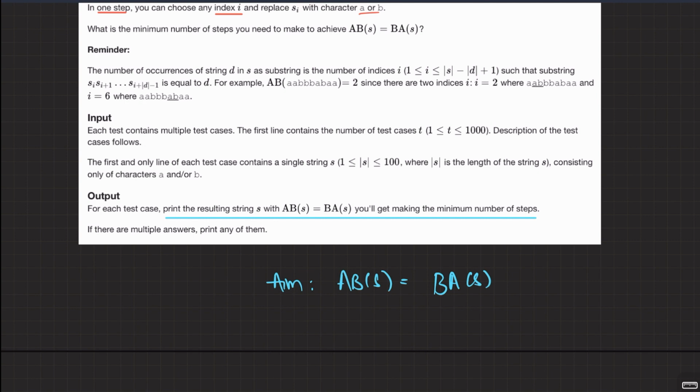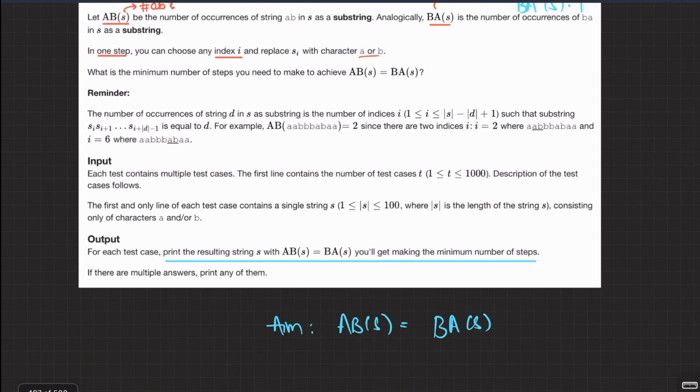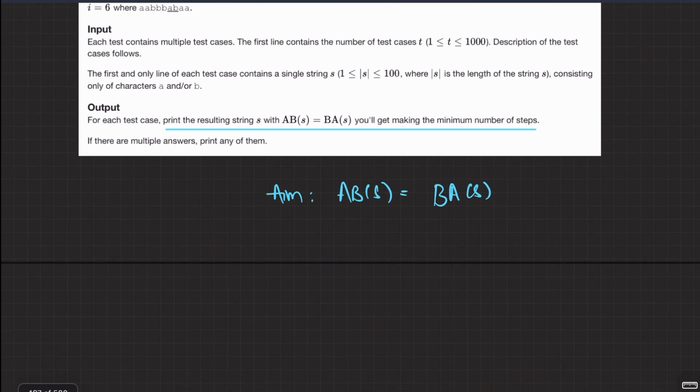And we want to print the resulting string. We don't want to print the minimum number of operations. What is an operation? An operation is simply changing the character at index i to either a or b, because our string can contain only a or b. So the operation is simply to change a character at a given index to either a or b. Okay, fine. So initially we are given a string, and finally we just want to print the resulting string in which the number of ab's is equal to the number of ba's.